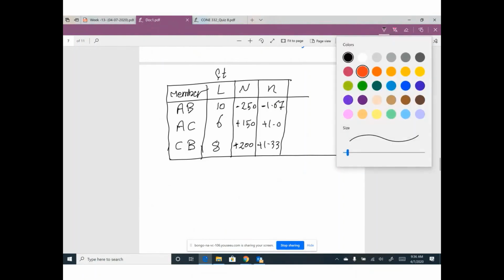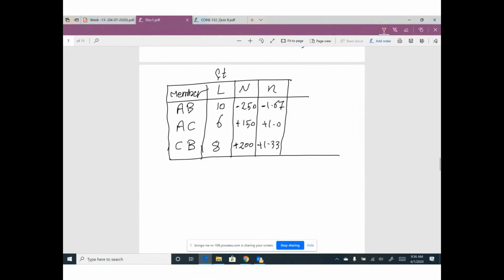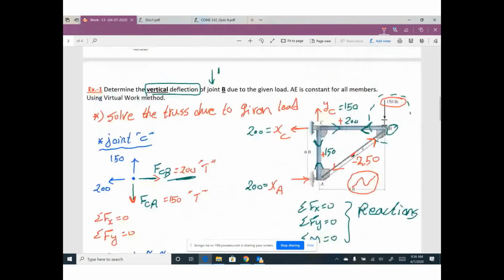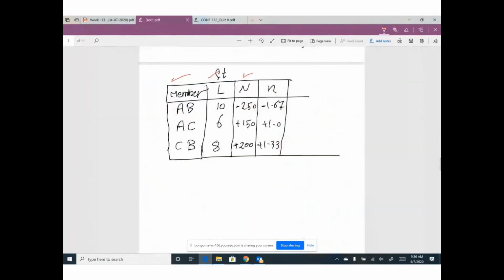So guys, it's a very fun table. The first column, the name of each member. The second column, the length of each member. The third column, capital N, the internal forces you determine due to given load. The fourth or last column, the internal forces in each member due to unit load. Then the final column will be small n times capital N times L. Just multiply this column by this column by this column.